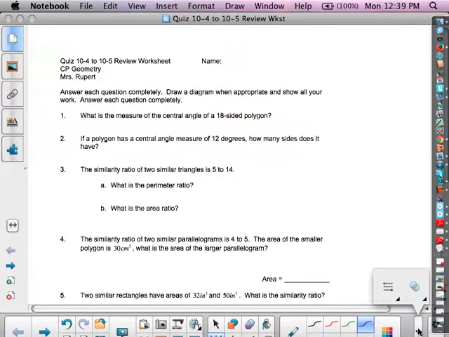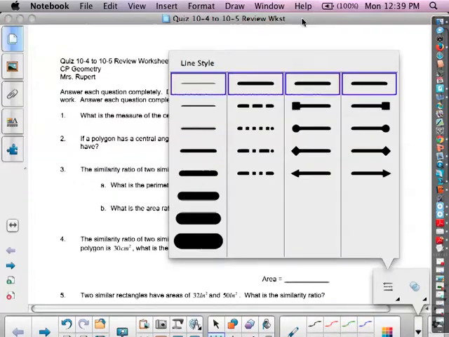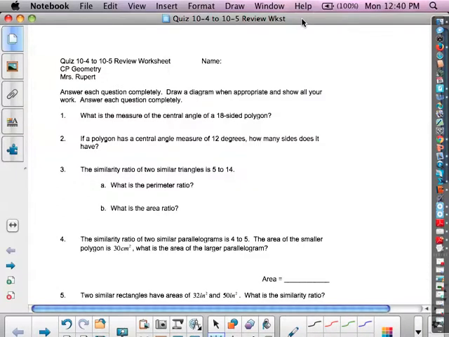First question asks you, what is the measure of the central angle for a polygon with 18 sides? You would take 360 divided by 18, and that would give you 20 degrees.